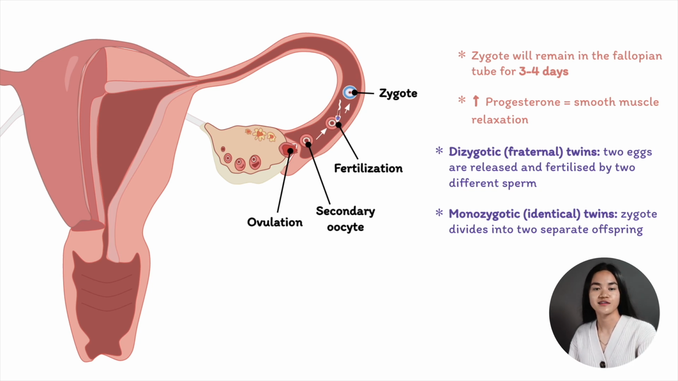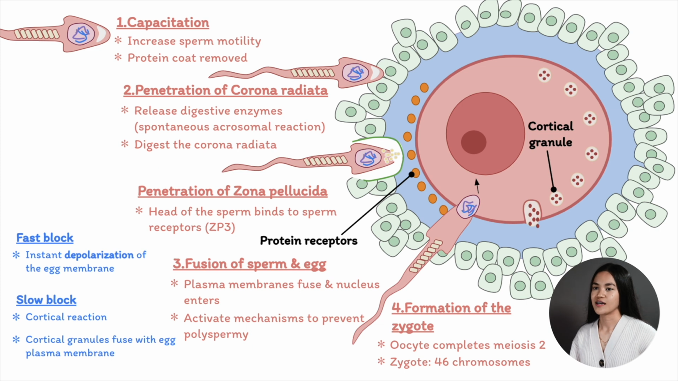But before we end this lecture, let's quickly summarize everything we've covered. Okay, so the secondary oocyte is arrested in metaphase 2 of meiosis 2, and it's ovulated around day 14 of the menstrual cycle, and ovulation is triggered by a mid-cycle surge of luteinizing hormone known as the LH surge, and fimbriae, which are the finger-like projections at the end of the fallopian tube, will sweep the egg towards the tube.